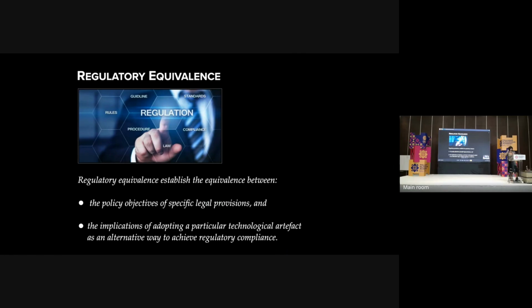It's quite a different concept than functional equivalence. Functional equivalence is about expanding the scope of regulation. Regulatory equivalence is about expanding the scope in which regulatory compliance can be achieved. And usually they come together because as functional equivalence takes territory, then regulatory equivalence systems need to be enacted in order to facilitate compliance within those new territories.